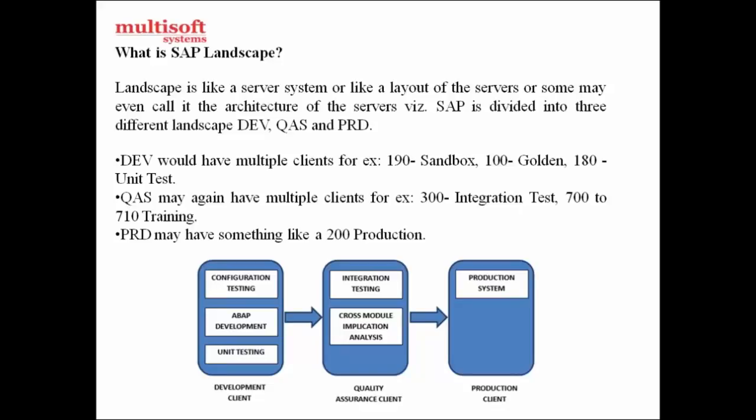I already had this: development, quality and production. See, there is 190, the sandbox, 100 is the golden client, and this is the unit test, and this is QAS, the quality, and production. Okay, let me understand what the ACP landscape is.